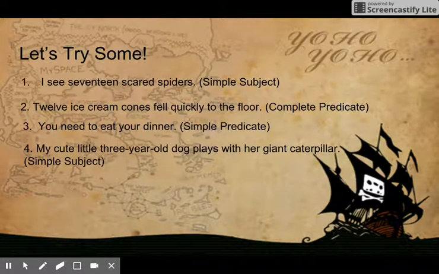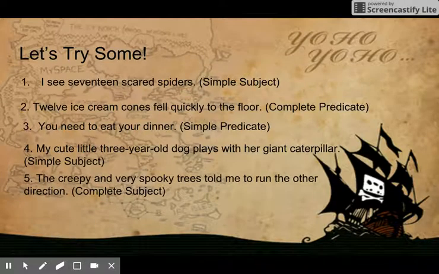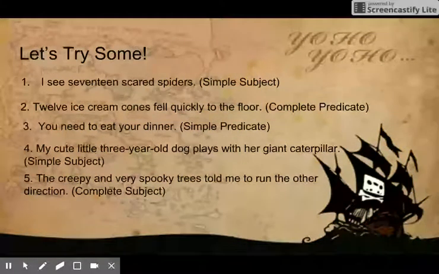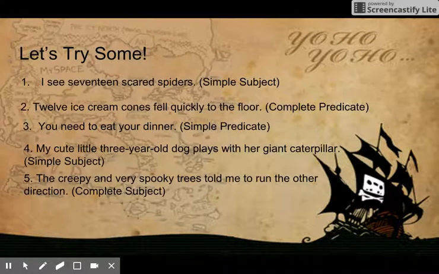Number 4, my cute little 3-year-old dog plays with her giant caterpillar. Find the simple subject. And number 5, the creepy and very spooky trees told me to run the other direction. Find the complete subject.